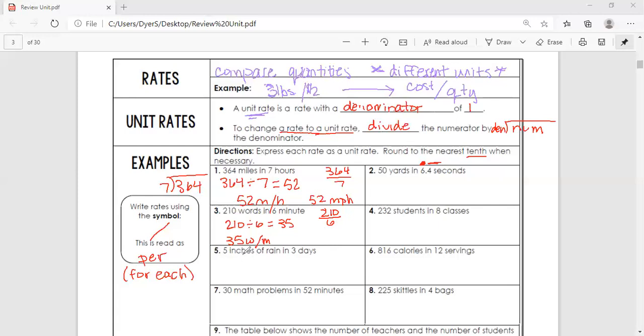All right, let's look at the next one. So we have 5 inches of rain in 3 days. Now listen, we talked about the other day, this is what they put first. So that would be 5 inches in 3 days. So in our calculator, we would do 5 divided by 3, and you would get 1.666, etc. That's a repeating decimal.